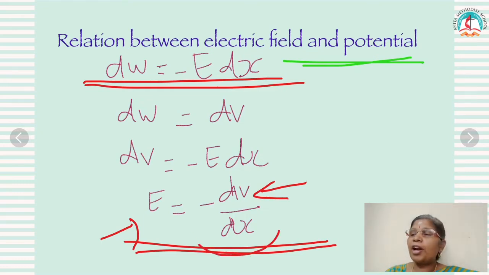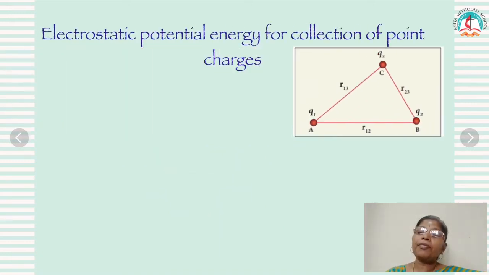If there is dx in the denominator, what do you call it? It is a gradient, so this is called the potential gradient. Minus, what does the minus mean? It implies that if the potential increases, the field decreases. Both are in inversely opposite directions. For that reason, the minus sign is here.